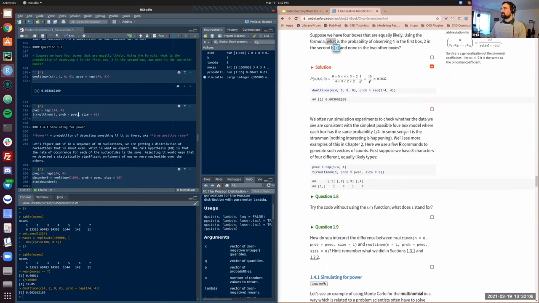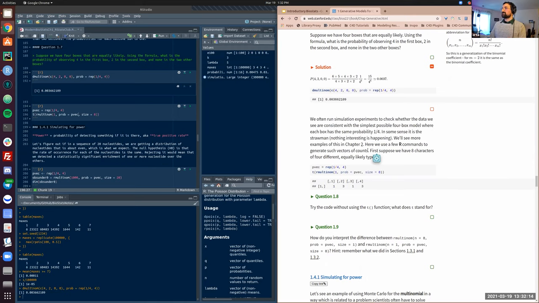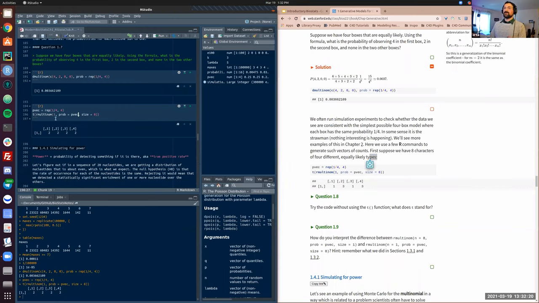I'm not sure what's going on here. We often run into this, and we'll see more examples in chapter 2, or a few more commands to generate such a vector of counts: 8 characters of 4 different equally likely types. Right off the bat, I don't think you are going to get this every single time, but given this probability vector, which is perfectly equal across four different types, each has a 1/4 probability of getting a hit, and with a size of 8, that generated a multinomial distribution.